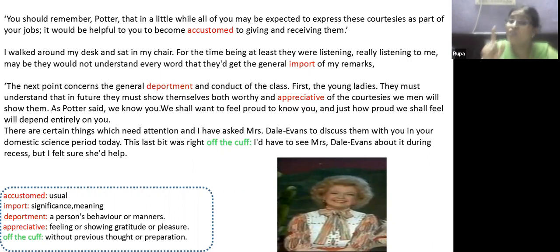But he was very, very confident. He was very, very sure that Mrs. Dale Evans would help him in this matter, that she is going to talk to the young ladies and talk about the things which they have to keep in mind, which they have to focus upon. Because Mr. Braithwaite felt that Mrs. Dale Evans would be the right person to discuss those things with the young ladies. So let's see what happens next.